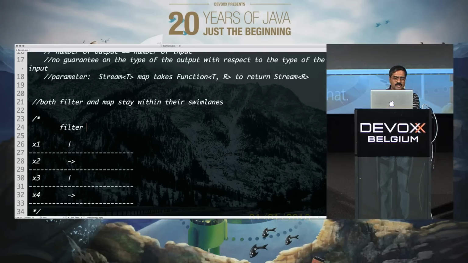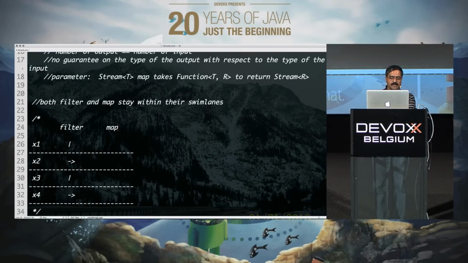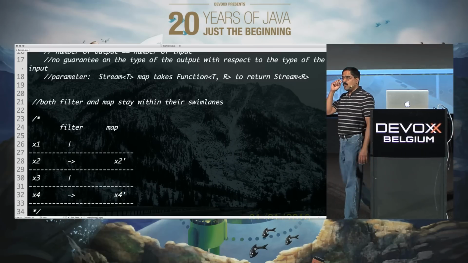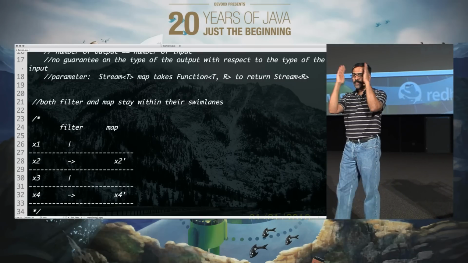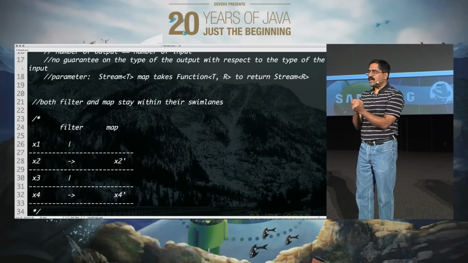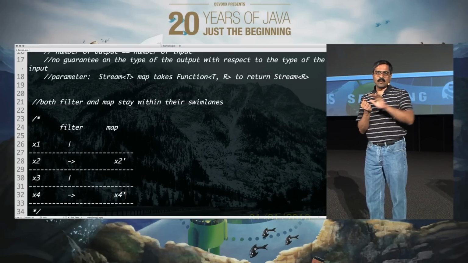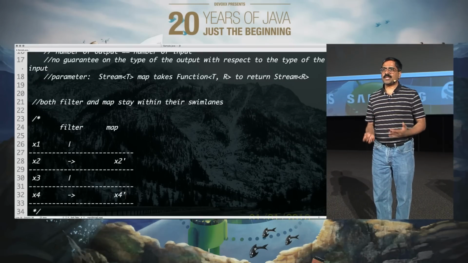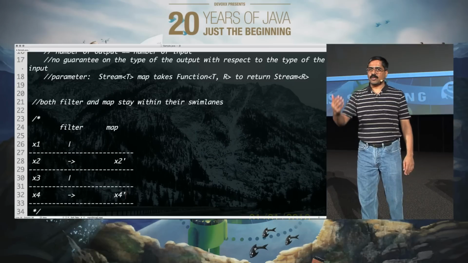Likewise, a map is going to perform a transformation. So this has been blocked, but this one, I will say x2 prime, and this is going to become x4 prime. That's a transformation operation. Once again, you are in the swim lane. You take an element and you transform it. You're not looking for what's on the left. You're not looking for what's on the right. So if I come to you and say, what's your name? You're going to say what your name is.